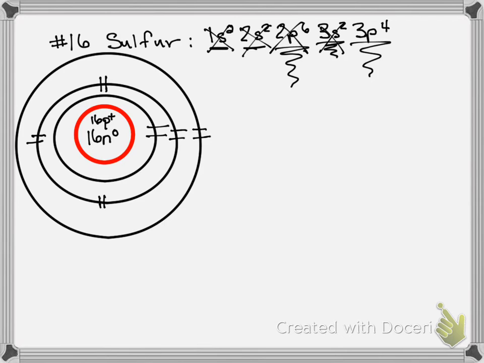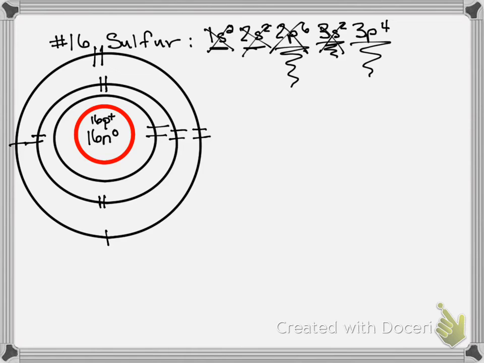3p4. So remember, this is just like you saw me do before, but we have to obey Hund's rule. 1 electron into each spot before we pair it up. You ready? 1 up on top, 2 on the left, 3 down on the bottom, and now I'm going to come up and give that 1 on the top a pair. Voila! That's the Bohr model for sulfur.